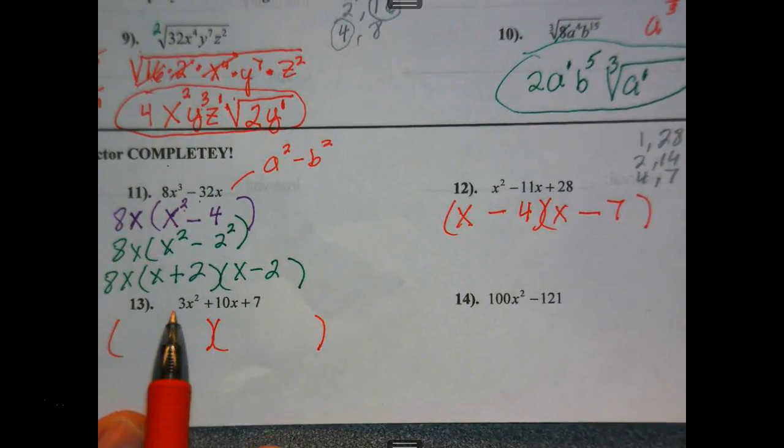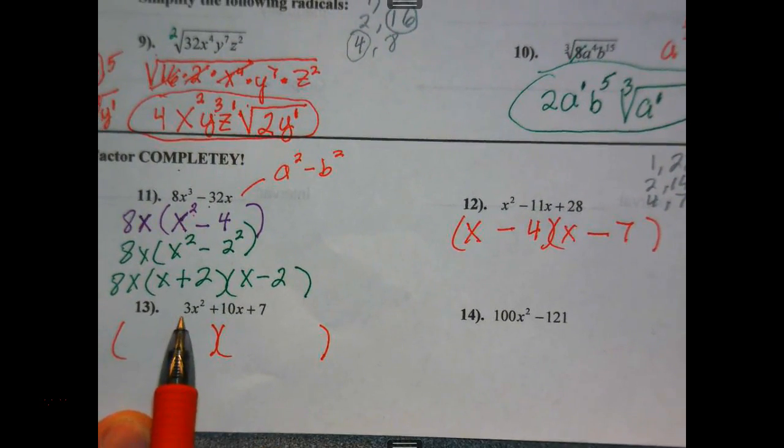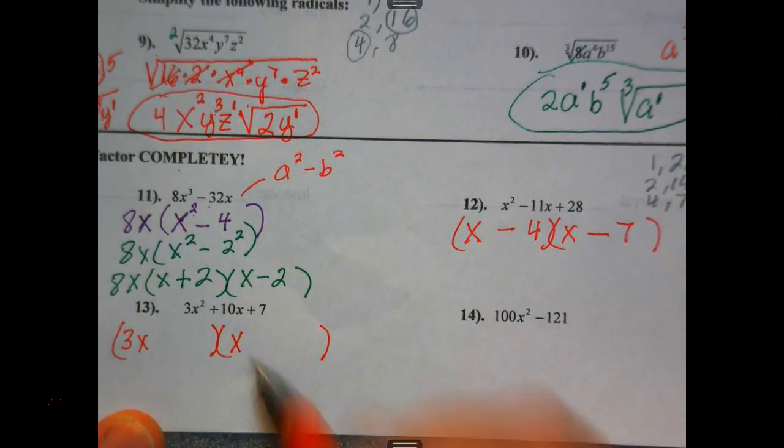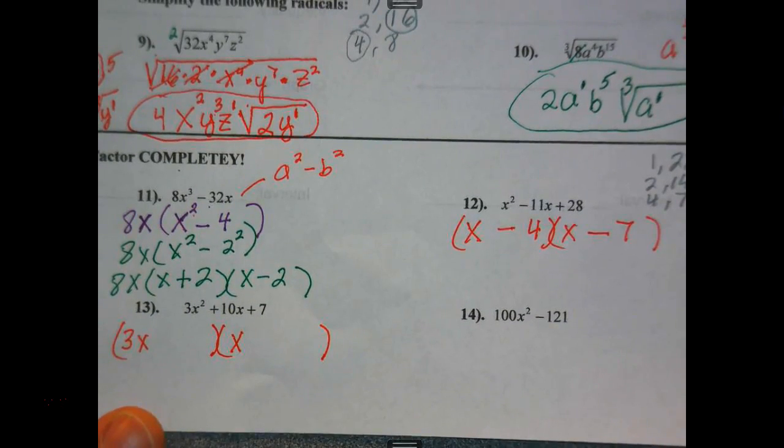Number 13. We have a little bit harder one, but it's not that bad because there's only one way to multiply two factors together to get 3. And that's 3 times 1. Gives me my 3x squared. Let's look at the signs. They multiply to a positive, have to add up to a positive, so what are my signs?